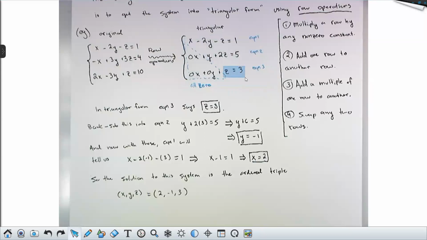Because the third equation then immediately tells you z. Using that, the second equation immediately tells you y. And using both of those, the first equation immediately tells you x. And once you know x, y, and z, you got your solution. A really quick note: an ordered triple, like 2, -1, 3, that's a point in 3-dimensional space.